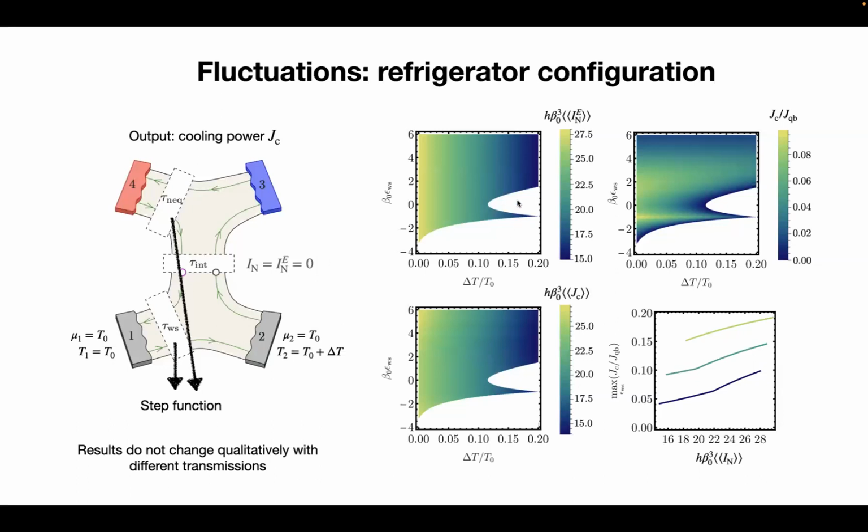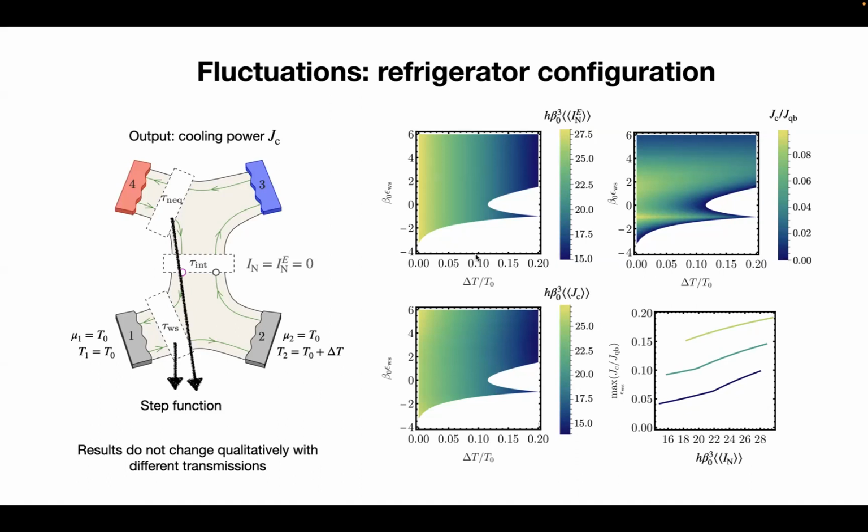Whenever you see white, the system does not work. So this is a refrigerator implementation. And so we want to cool terminal 2. Sorry, of course, this should be a minus. So we have terminal 2, which is colder than terminal 1, and we want to cool it further. So this should be T0 minus delta T. In this case, the output quantity is the cooling power, which is the heat current leaving terminal 2.